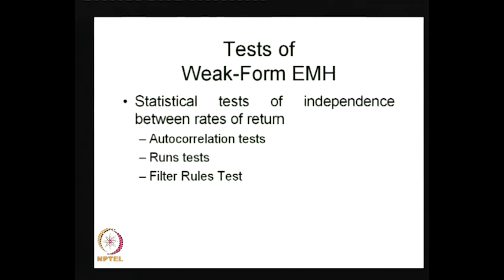Here, one by one, we can see how these different forms of efficiency can be tested. If we start with the weak form of the efficient market hypothesis, there are three tests we always use. One test is the autocorrelation test, the second one is the runs test, and the third one is the filter rules test. One by one we will see how each test works.